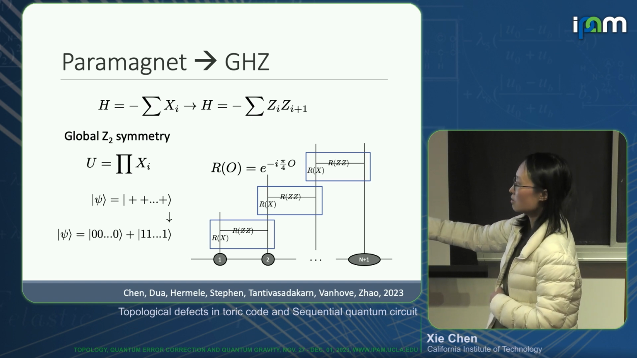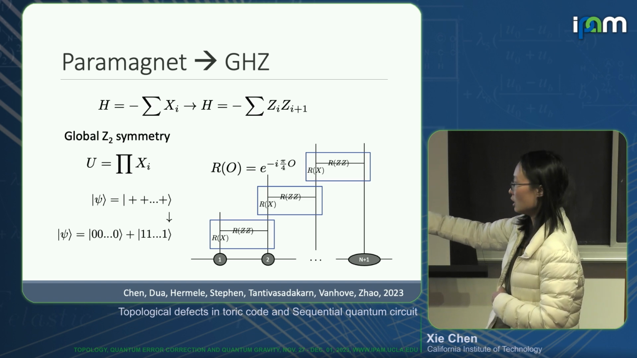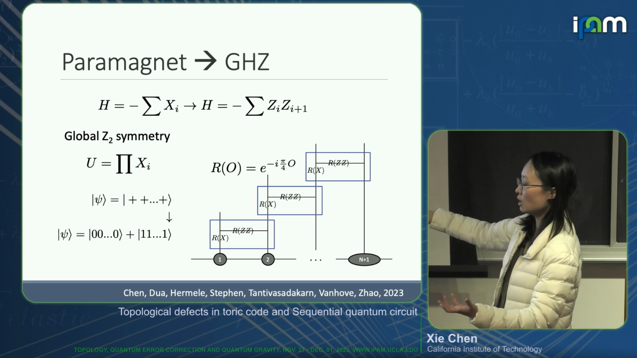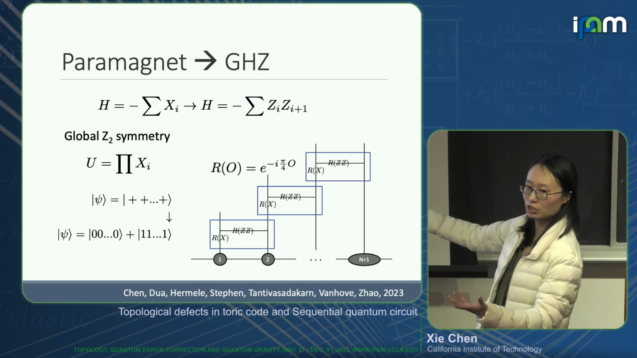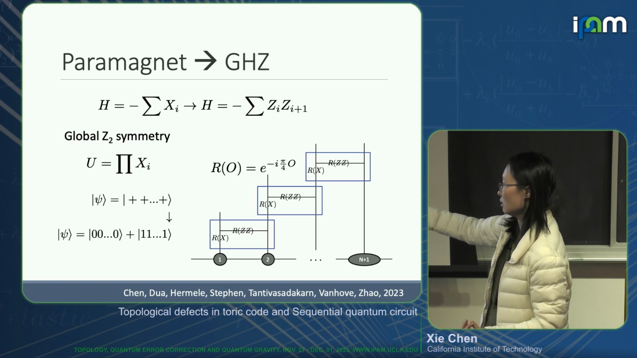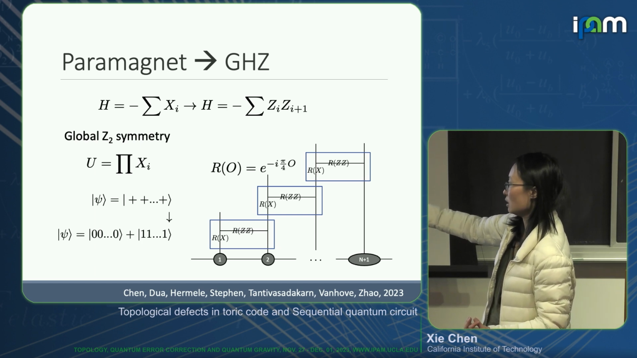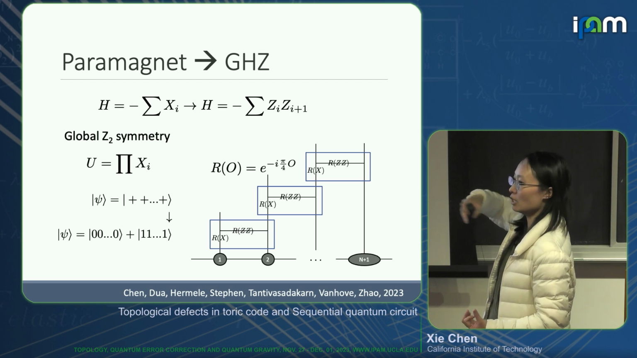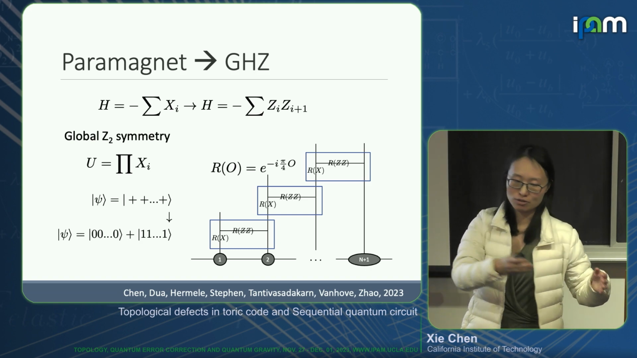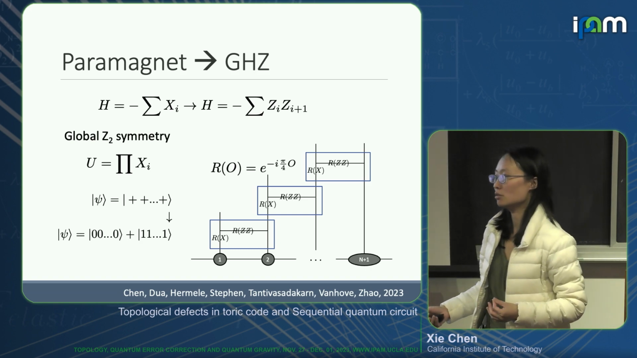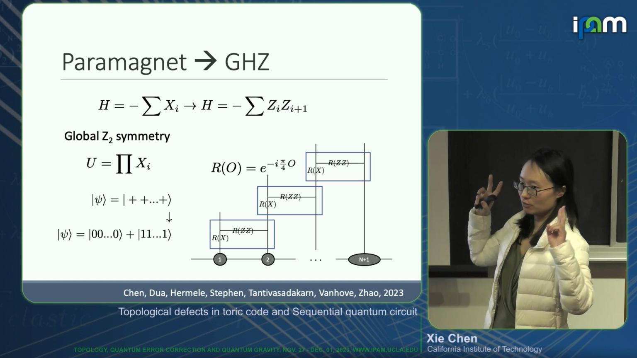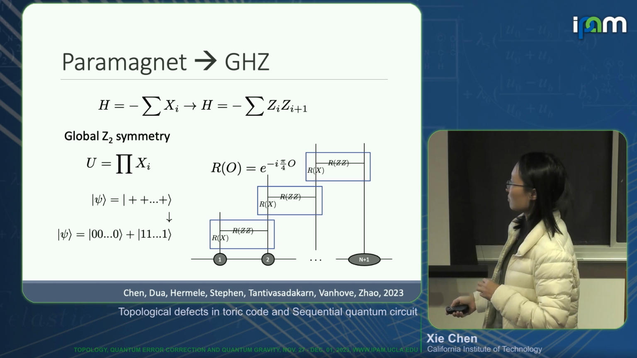However, this is a very special type of linear depth circuit because in each layer, we're only doing one local gate. So it's far from a generic linear depth circuit. A generic circuit would act everywhere, but here it's just acting on one region. So we're acting on 1, 2, and 2, 3, and 3, 4, and then moving throughout the system in a sequential way, right? We start from the left end and then move to the right end. So this is why we call this type of circuit a sequential quantum circuit.